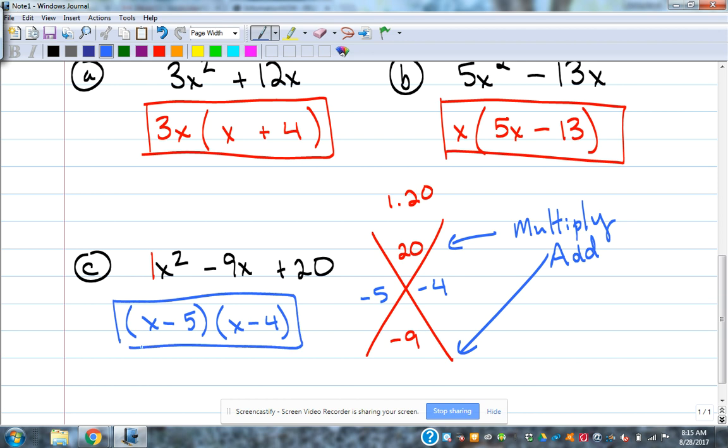But you can only do that if there's only a 1 in front of x squared. If there's another number there, you've got to do something else. Actually, I have to do grouping. Okay. All right. So X method: multiply on the top, add on the bottom.